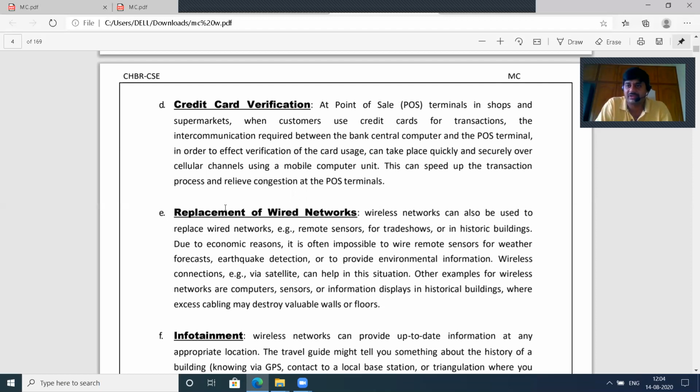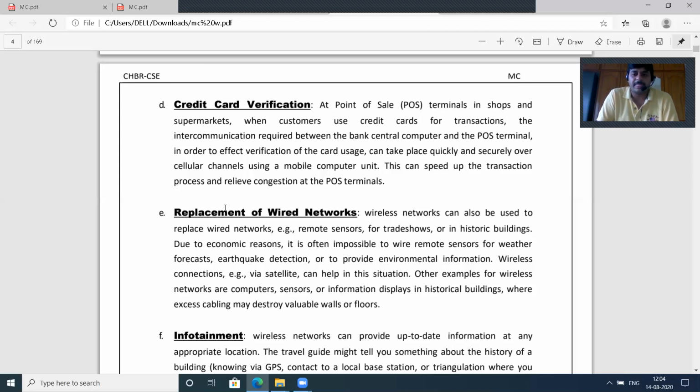This does not happen physically. This can only happen virtually. The main advantage of this situation is that this can speed up the transaction process, and no physical contact is required to authorize a card or authorize a person. Okay, this is one more application, credit card verification.